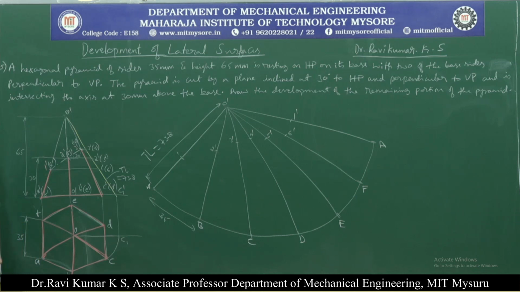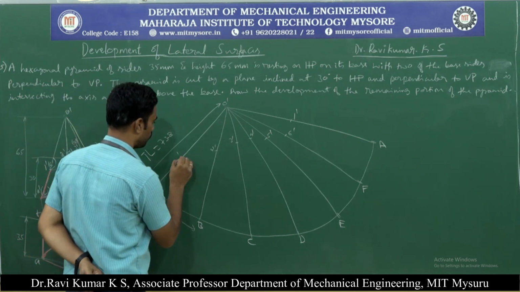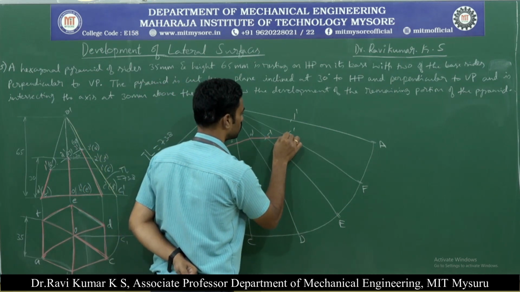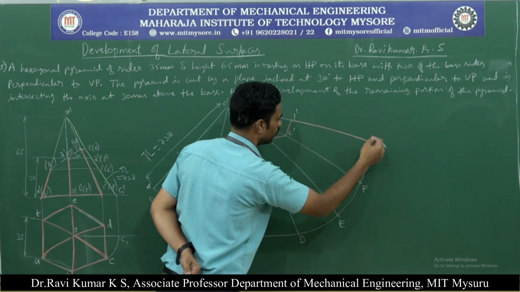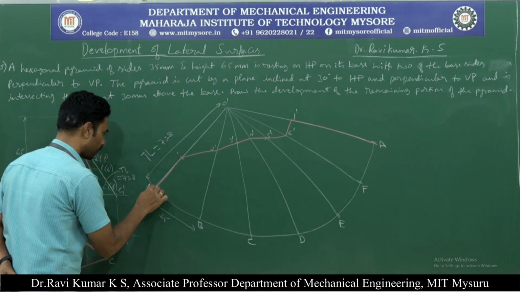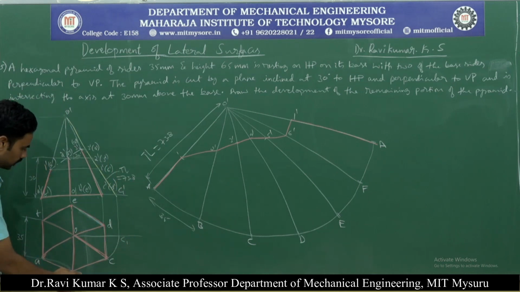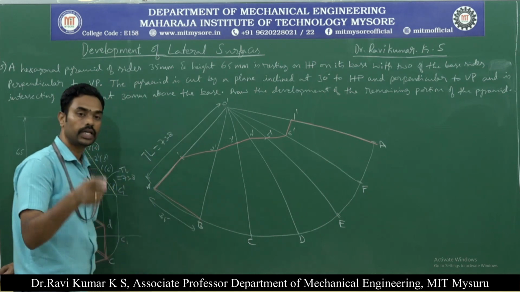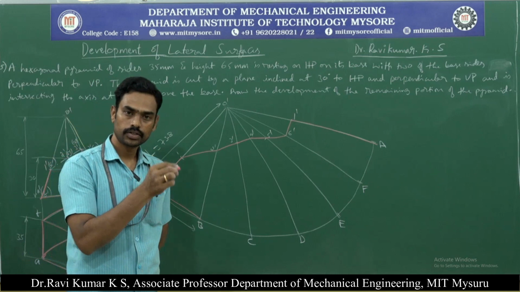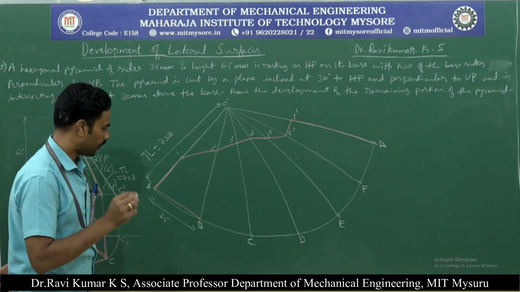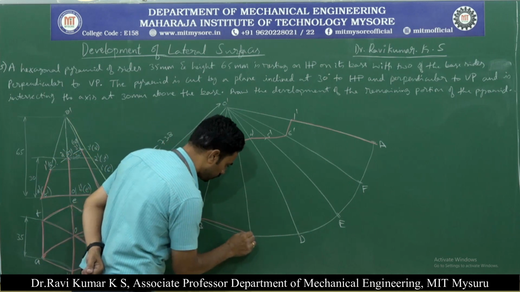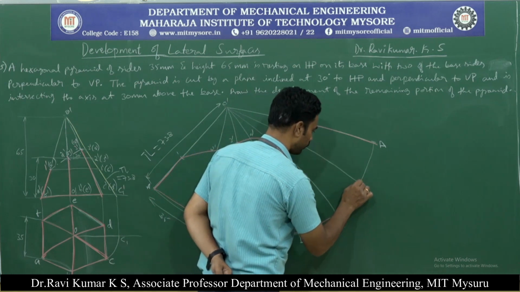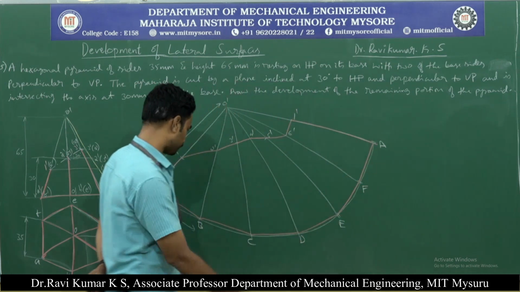Now you need to join all these lines to get the development. 1 dash to 2 dash, 2 dash to 3 dash, 3 dash to 4, 4 to 5, 5 to 6, 6 to 1, 1 to A. Again, since it has got 6 edges, you should join A to B with a straight line. If it is a cone, then you should leave it as a curve. If it is having edges, you need to join it by straight lines. C to D, D to E, E to F and F to A, straight lines.